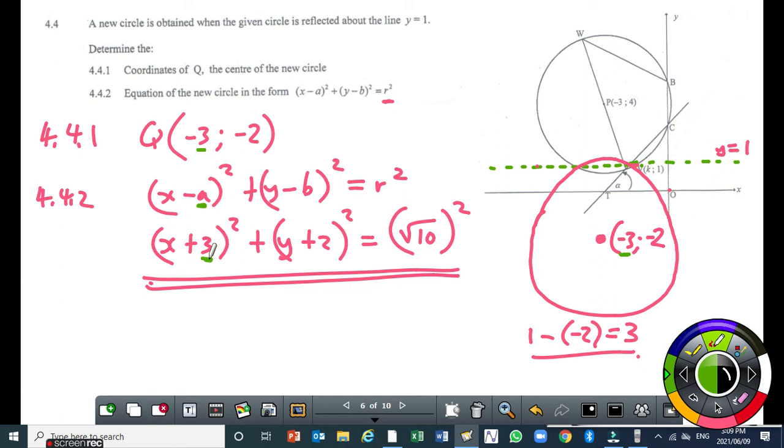Remember, you are supposed to write the equation in this form here. You need to determine a and b. So this is your a, that's your b. No, your final equation must have x and y only as the unknowns. The radius here, we know it's equal to square root of 10.